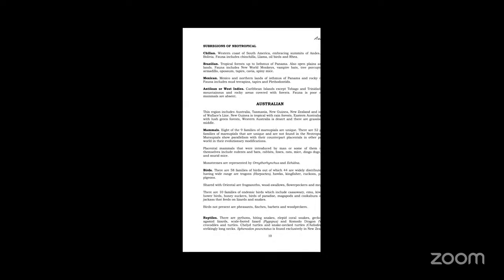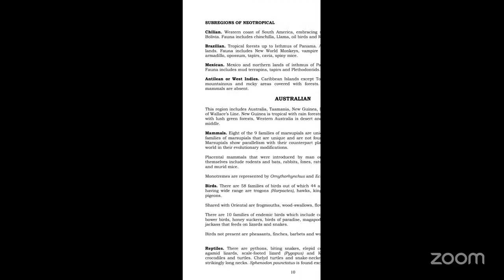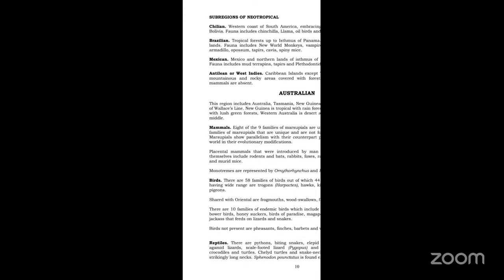Now coming to the subdivisions, the neotropical region is divided into four: the Chilean region, Brazilian region, Mexican region, and Antillean or the West Indies. The Chilean region includes the west coast of South America, embracing summits of the Andes, Peru, as well as Bolivia. Here the fauna is chinchilla, llama, oilbirds, as well as rhea.